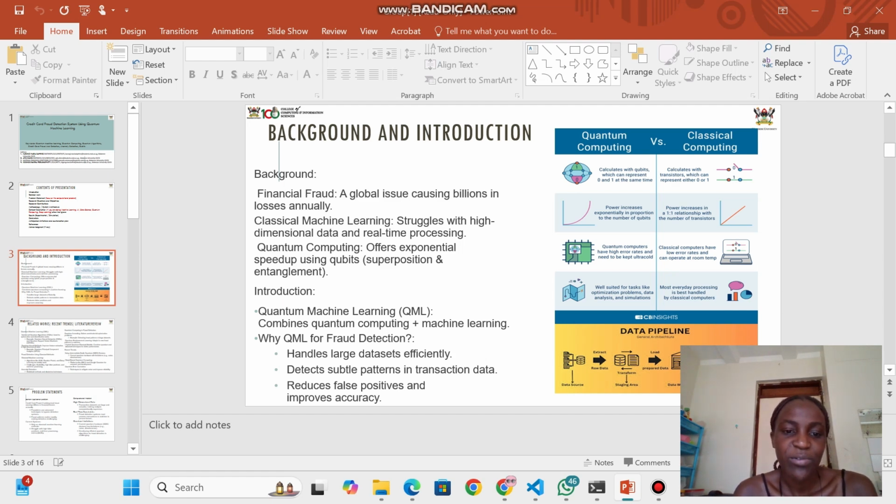So why do we use quantum machine learning for fraud detection? It handles large datasets efficiently, and it detects subtle patterns in transaction data.